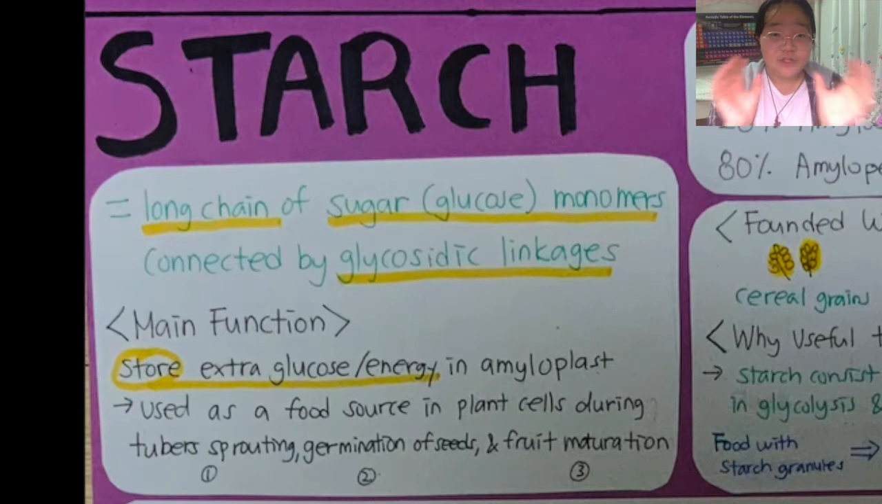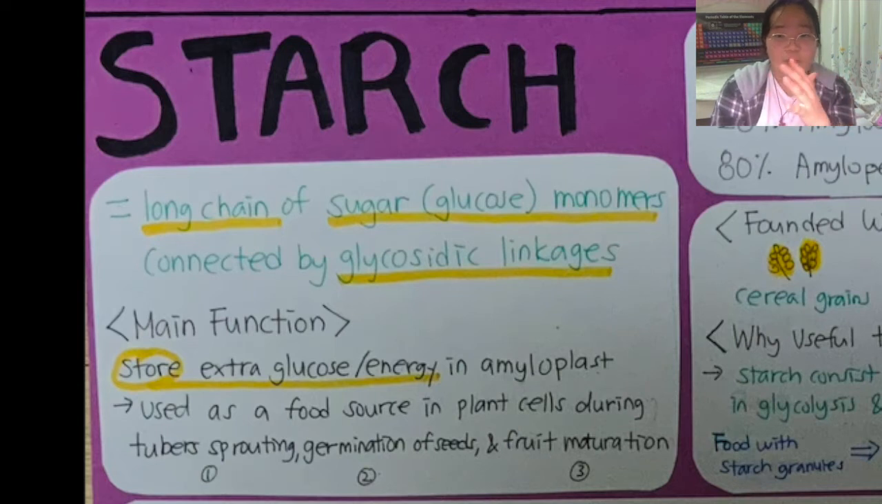It's a long chain of sugar molecules connected by glycosidic linkages, which is basically the bonds formed via dehydration synthesis. In nature, y'all know that glucose, which is the energy of plants, is produced in the chloroplast by photosynthesis, right? Well, when extra glucose is produced and it's left over, it is stored in the amyloplast of plant cells in the form of starch. Then it will later be used as the energy source.